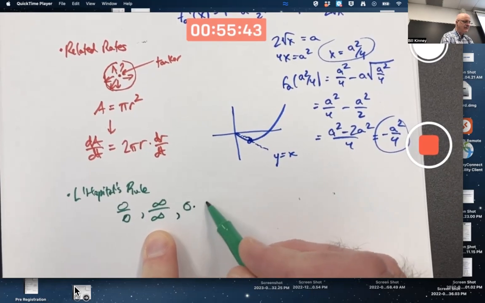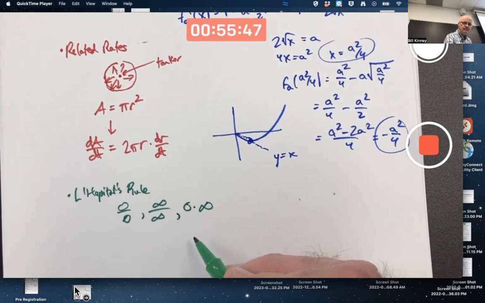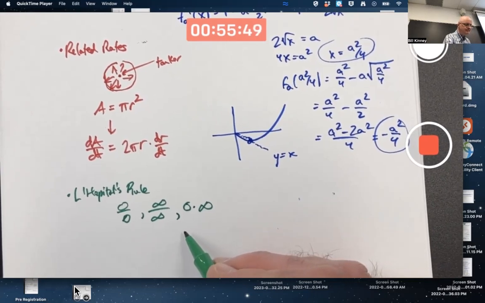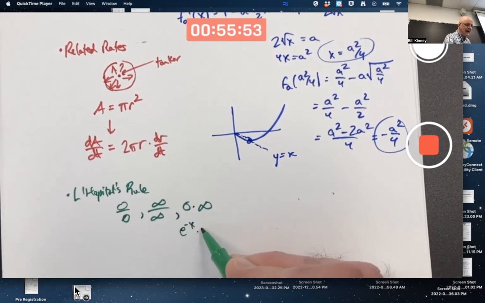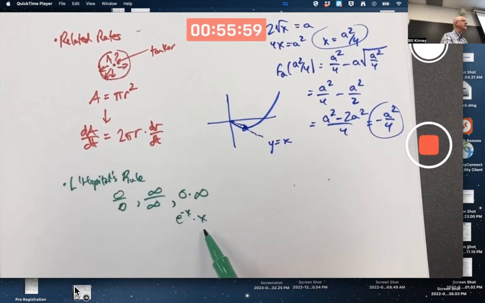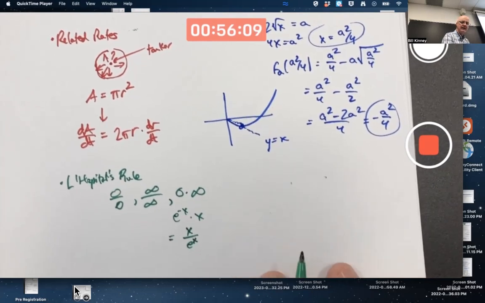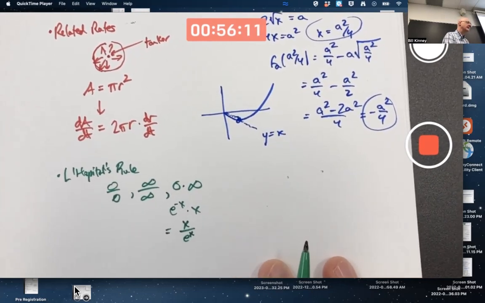If it's a 0 times infinity situation, like for example e to the negative x times x as x goes to infinity, this is going to 0 and this is going to infinity. You need to convert that to a fraction before trying to use L'Hopital's rule. And in this case, you'd convert it to the fraction x over e to the x, because e to the negative x is the same as 1 over e to the positive x.